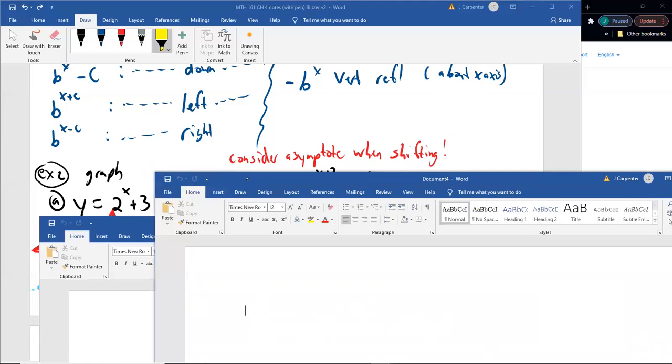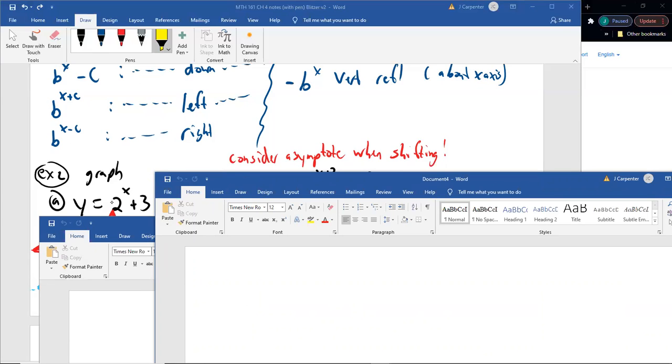All right. So example 2A, we're going to graph, and we're not going to graph by using 6, 7, 20 points. We're going to graph 1 point. We're going to graph an asymptote and then make our basic shape from there. For y equals 2 to the x plus 3.